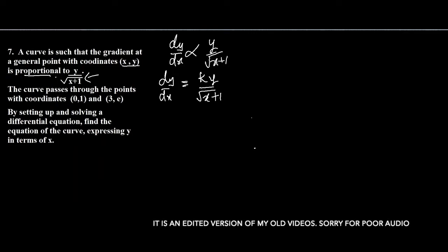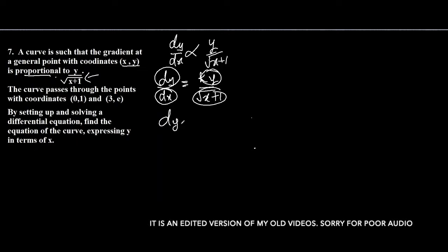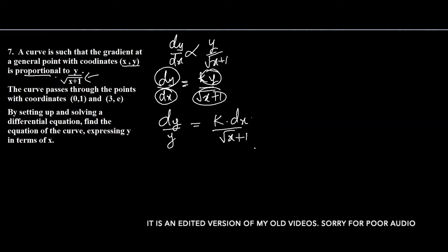Now we have to find the solution, the equation of the curve, by solving this differential equation. So we'll combine dy with y and dx with this. Dy and dx have to be numerators. So it will be dy over y, just keep k on the right side only, k dx over square root of x plus 1. And let's integrate both sides.